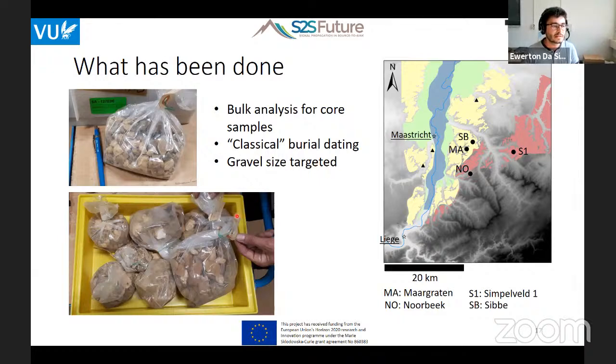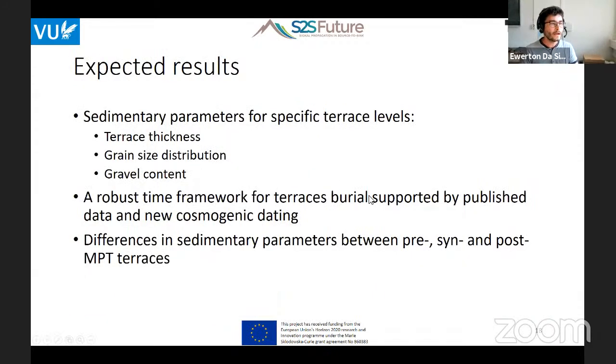For the sediment cores, we are especially targeting the gravel size because we are applying the classical burial dating. And for that, we actually use a bulk analysis for the core sample. And here you can see where we have been collecting these samples. So that's it for now.